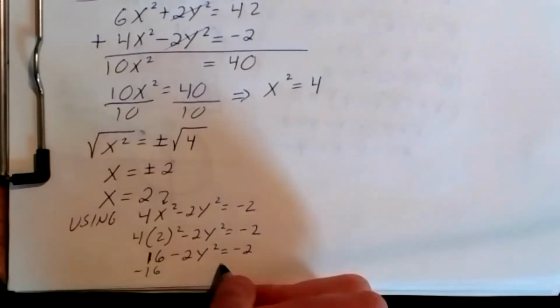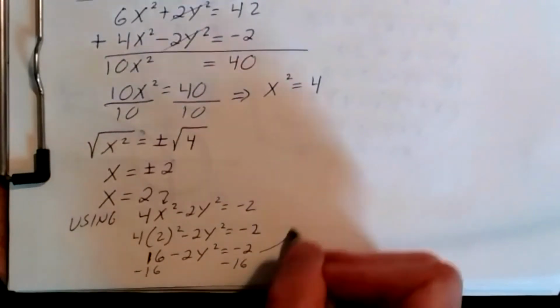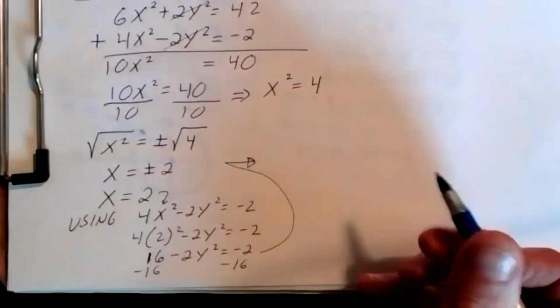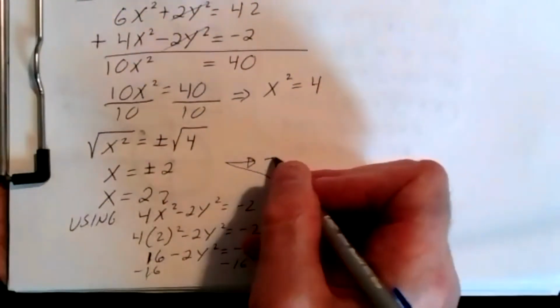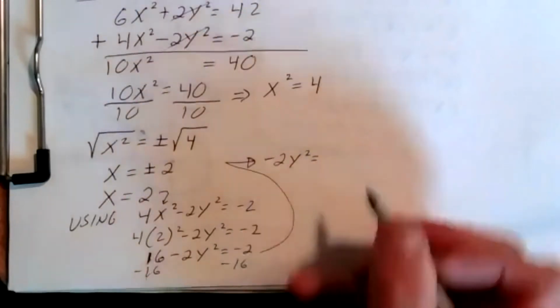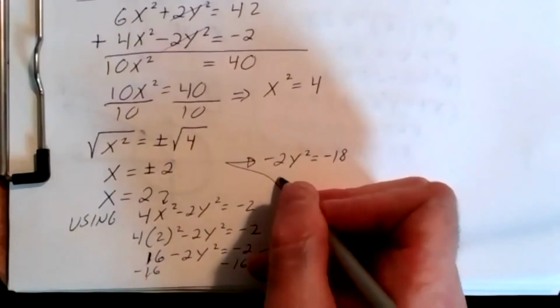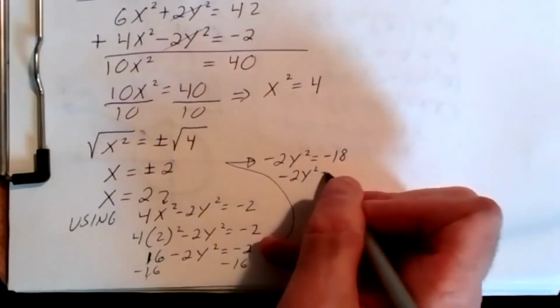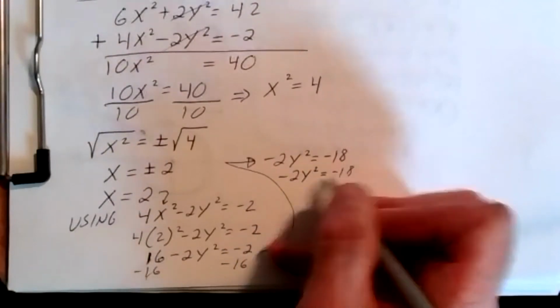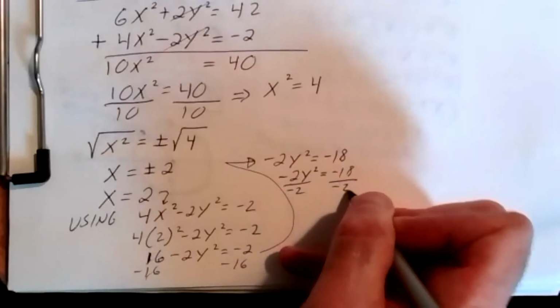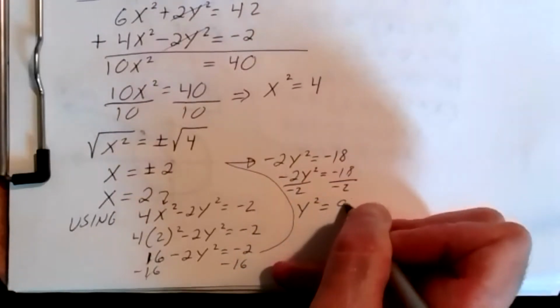Subtract 16 from both sides of our equation, and we therefore have the 16s drop on the left, negative 2y squared equal to negative 18 on the right. Divide both sides by negative 2 to isolate y squared, and therefore we get y squared is equal to 9.